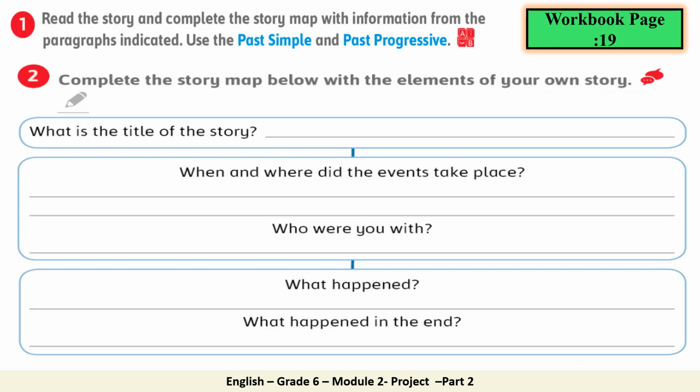Now let's move to activity number 2. Complete the story map below with the elements of your own story. Okay? Number 1. What is the title of the story? We want to choose a title. Good. For example, I want to talk about something that happened to me in the past. I lost my brother, so the title I can choose is Lost in the Park.